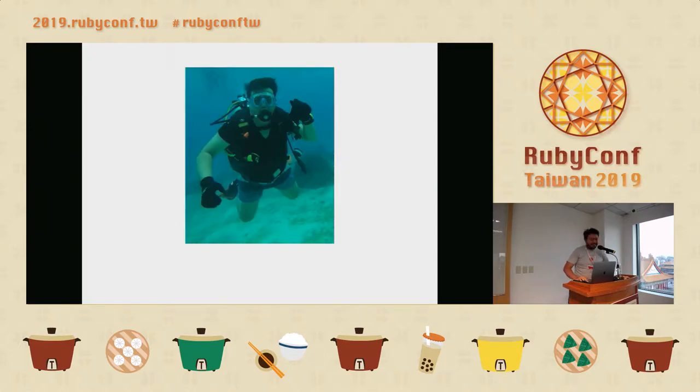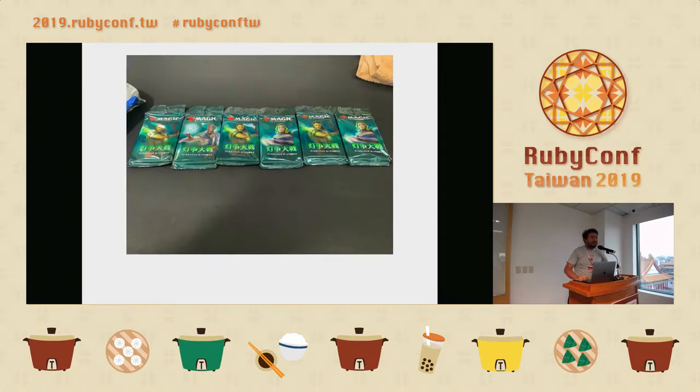And I like scuba diving recently. So if anyone is interested in scuba diving, maybe you can arrange a trip next time you're in Taiwan. There are a lot of famous scuba diving spots in Taiwan, some world-class. And I'm also a casual player of Magic the Gathering, which requires a lot of math, which might explain why I'm interested in differentiation.